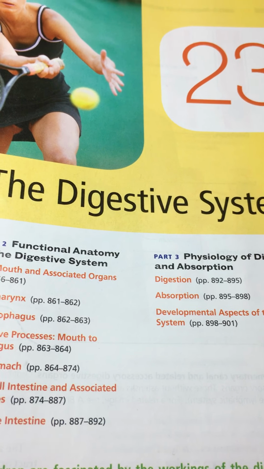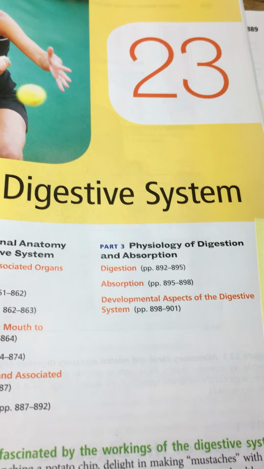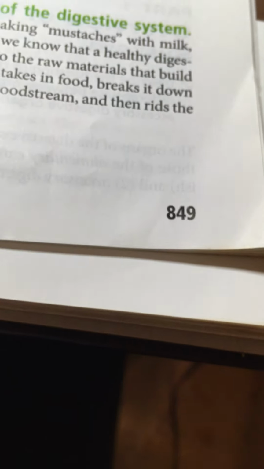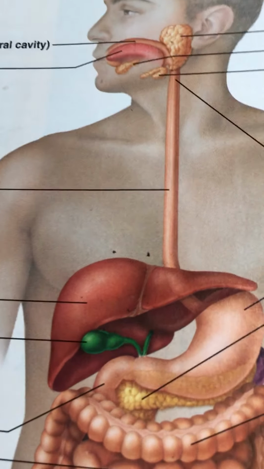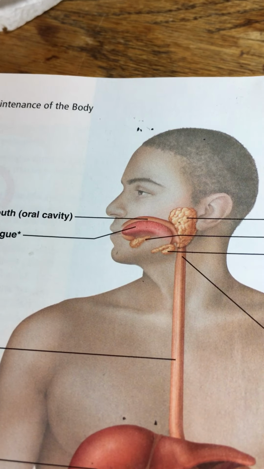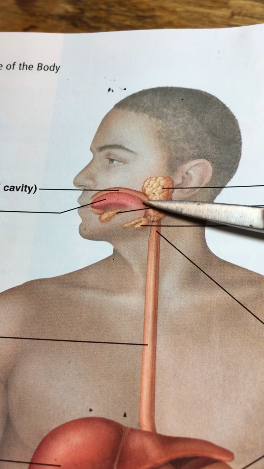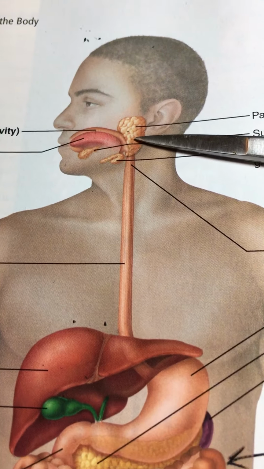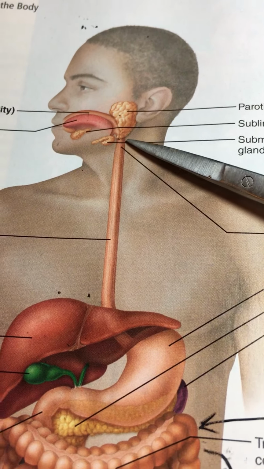We begin at the very first episode of the digestive system here, chapter 23, on page 849 in my text. And we flip the page and we check out the overview here of the digestive system, beginning with the oral cavity, the pharynx, and of course we have salivary glands that add some saliva to the process.